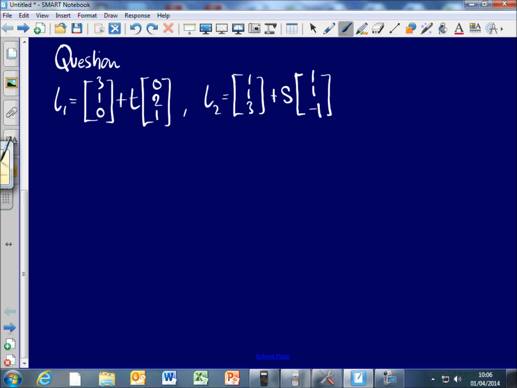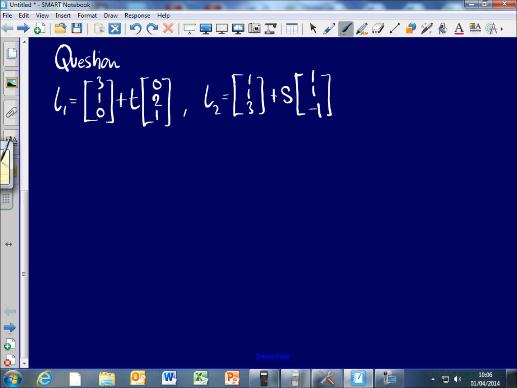We're trying to find the point where the lines cross. So the point where the lines cross, if you think about what the line equation is, this L1 is a position vector of any point on the line, and L2 is a position vector for any point on the line L2. Okay? So when they intersect, they should be equal to each other.